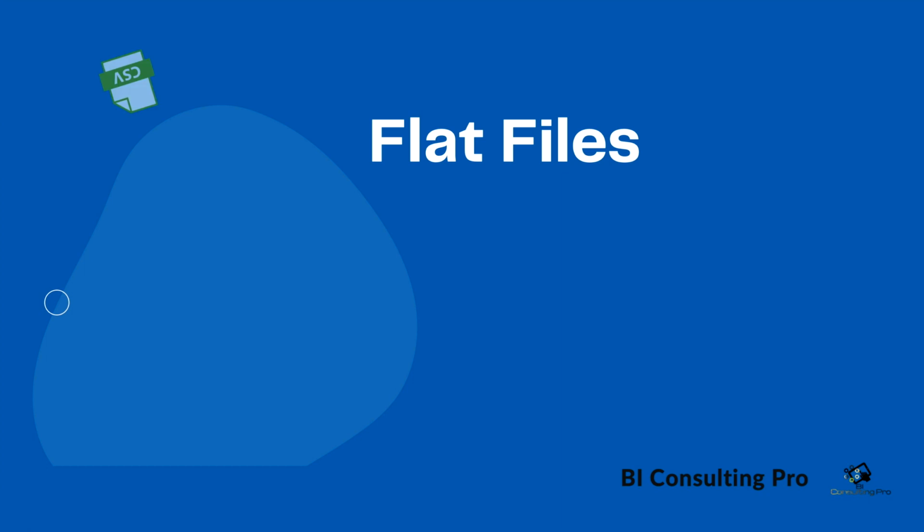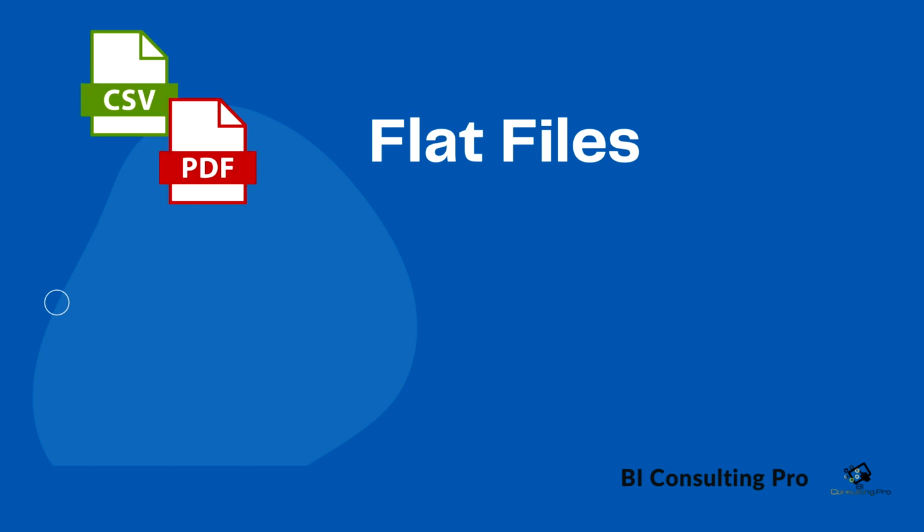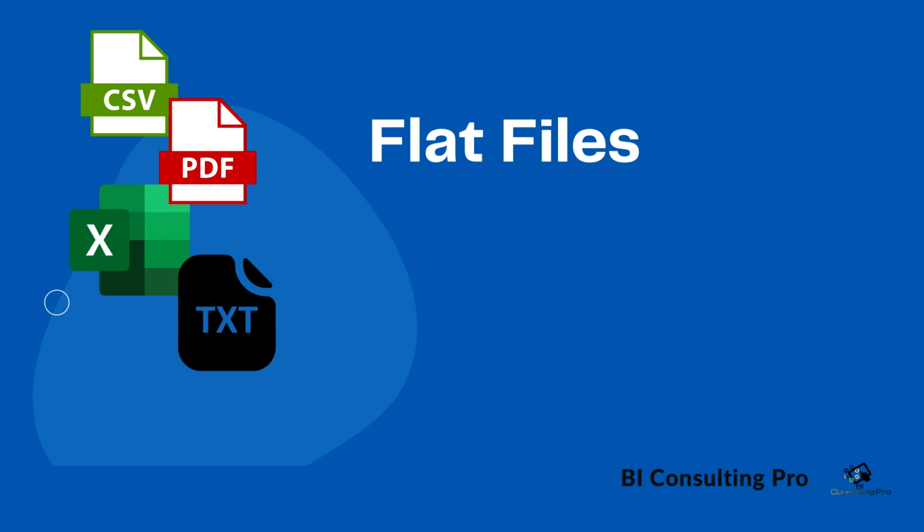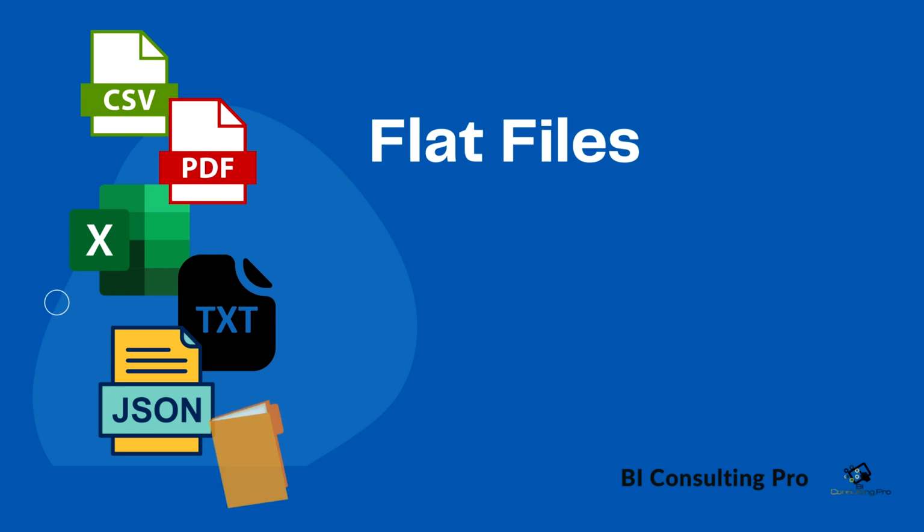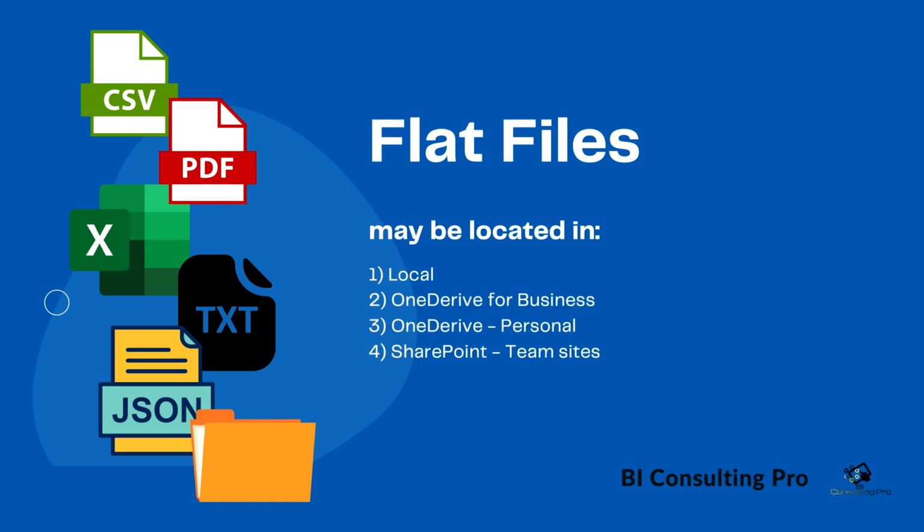Flat files are your CSV file, your PDF file, your Excel file or your text file, and not only that, your JSON files are also known as flat files. And at last, we can also consider the files inside your folders as flat files. Generally we place text, Excel or these kinds of files inside a folder, so we count them as flat files. Now these files may be located on your local server, OneDrive for Business, OneDrive personal, SharePoint, or team sites. So these are the possible locations where you can store these files.